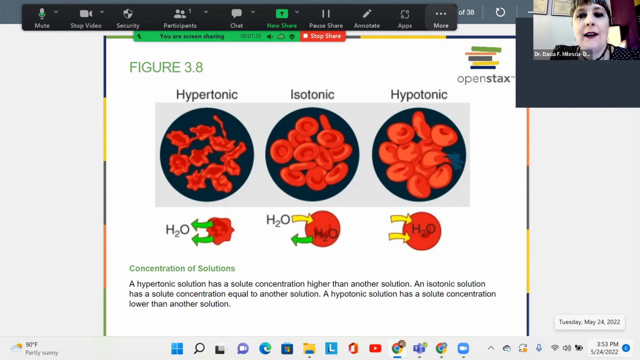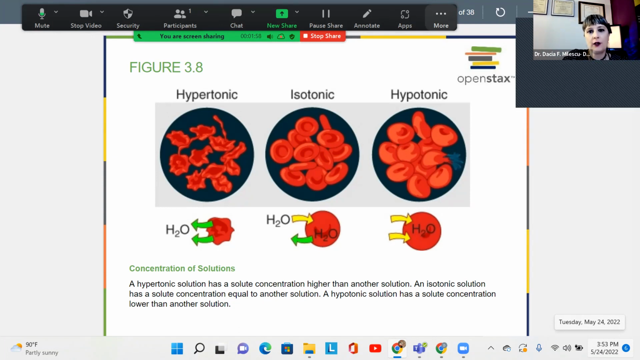Osmosis. A lot of people have trouble understanding this, but it really is the movement of water. If you understand that it's the movement of water from a higher concentration to a lower concentration, down the concentration gradient. Now, that's the definition, and I don't want you to just memorize it. I want you to understand why the movement occurs.